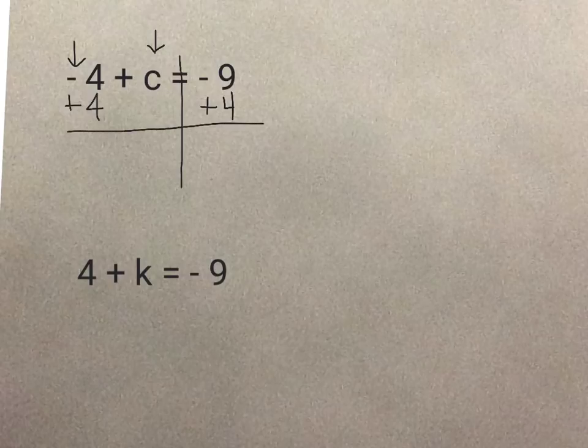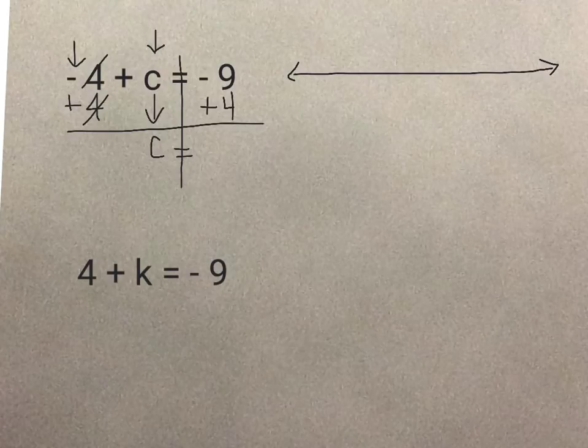These are zero pairs. Negative 4 and positive 4 form zero pairs, and we bring down the C. Now the question is, I have a negative 9 and a positive 4. So let's look at what we should do. The common mistake is to think I should add 9 and 4 because I said add 4.